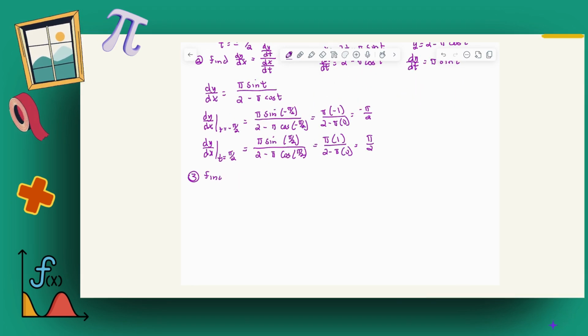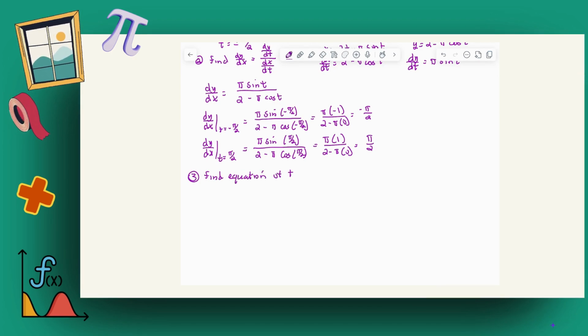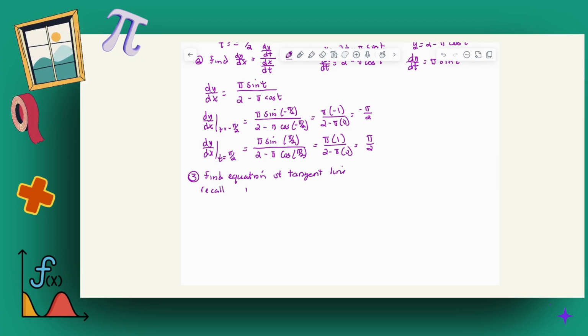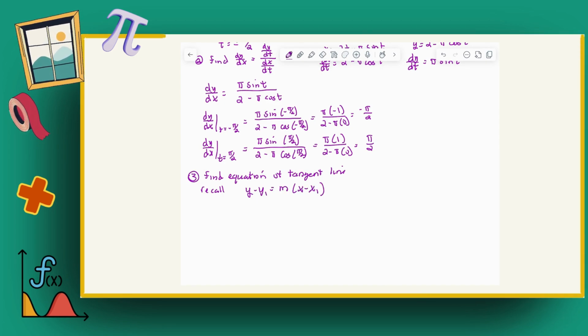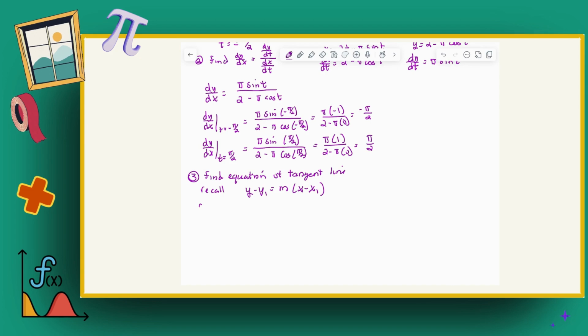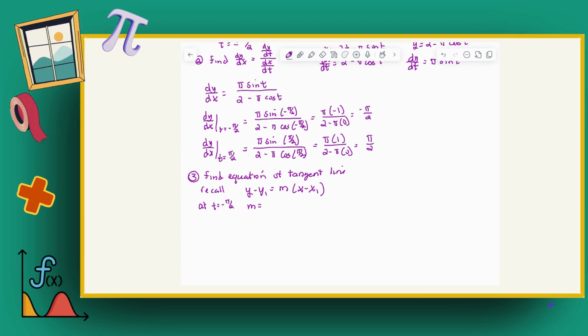Now that I know my slope at t equal to negative pi over 2 is negative pi over 2, and at t equal to pi over 2 is equal to pi over 2, we're going to find the equation of our tangent line. To do this, I'm going to use my point-slope formula, y minus y1 is equal to m times x minus x1, where x1 and y1 is our given point, (0, 2), and our slope is what we just found in the last step.